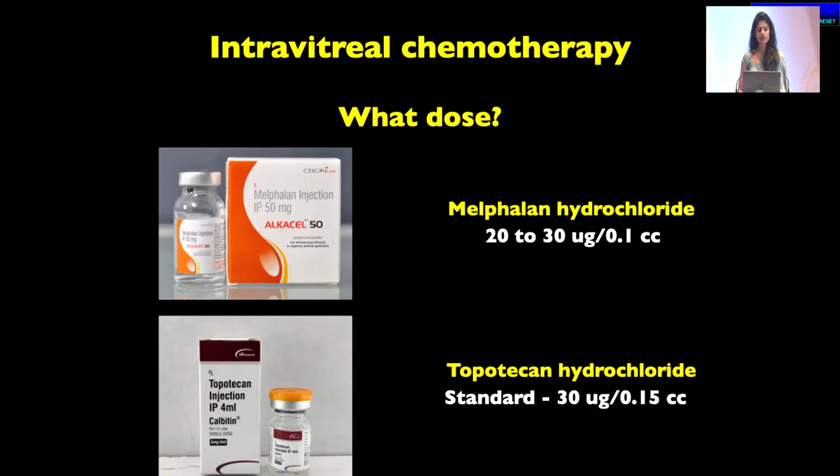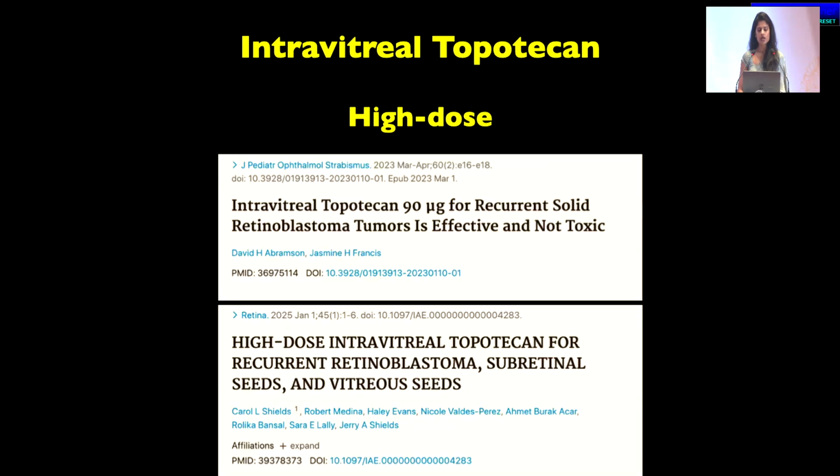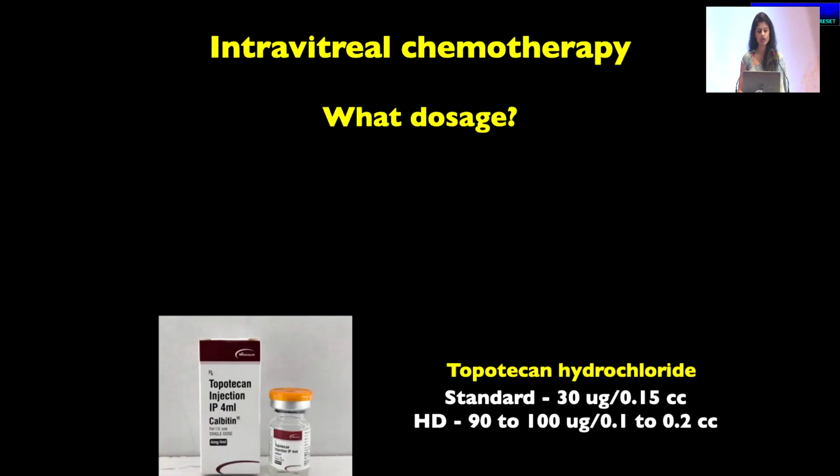Now, the other new development is that this is the slide that I had shown before as well, where these are the 2 drugs and these are the doses that we use. There are reports now that high-dose intravitreal chemotherapy, especially topotecan, is also very useful. So the high-dose topotecan is almost 3 times the standard dose, 90 to 100 micrograms in 0.1 to 0.2 cc, and it is very effective.